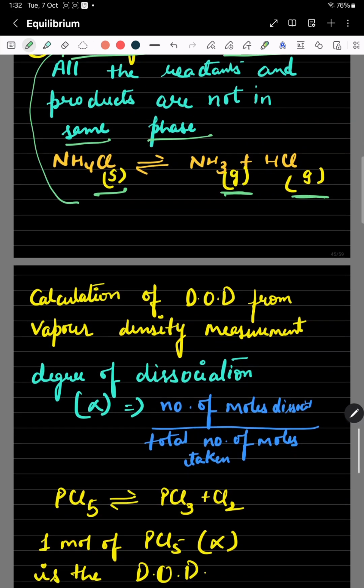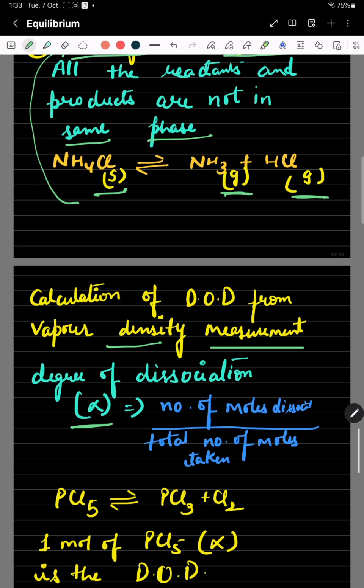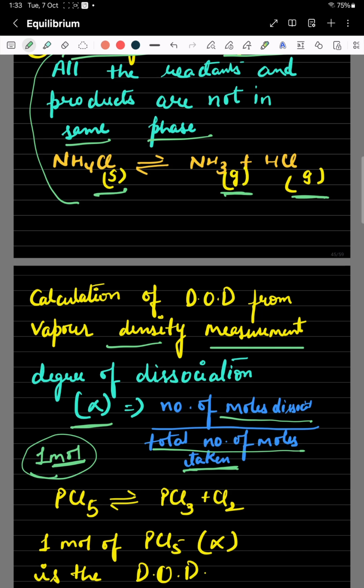Now, calculation of degree of dissociation from vapor density measurement. Degree of dissociation is expressed in terms of alpha. What is the meaning of degree of dissociation? How many moles dissociated from the total number of moles taken? Suppose you have taken 1 mole of any species. From that 1 mole, how many moles are dissociating? That is your degree of dissociation. It is expressed as alpha: number of moles dissociated upon total number of moles taken.